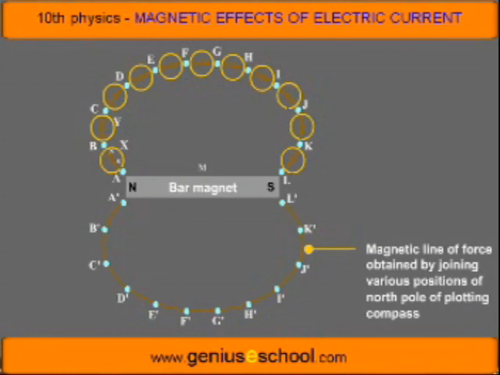On the other hand, the N pole of the magnet attracts the S pole of the compass needle, due to which the tail of the compass needle comes near the N pole of the magnet. We mark the positions of the tip and the tail of the compass needle by pencil dots A and A dash.